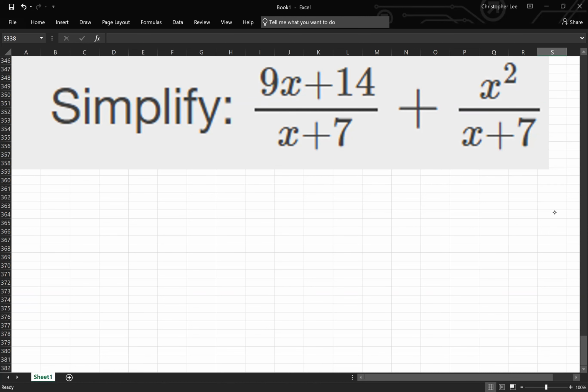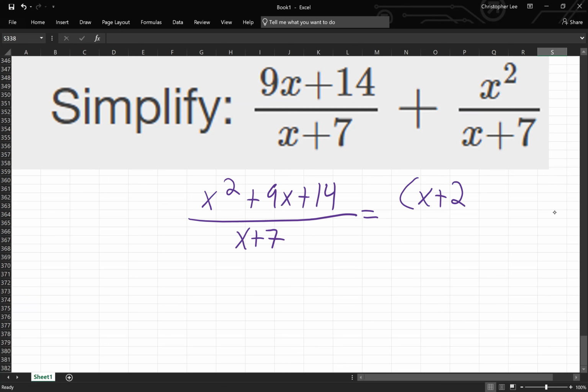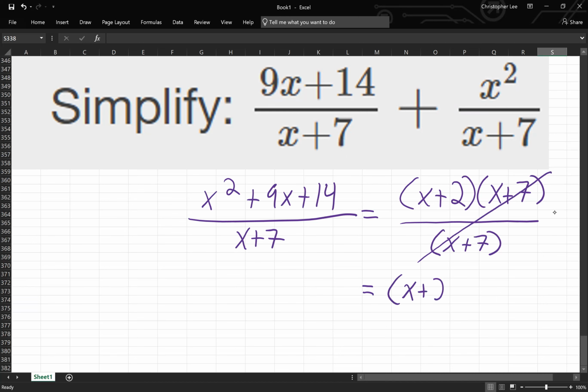Okay, let's take a look at that. First, I'm going to add them together. X squared plus 9x plus 14, all divided by x plus 7. Then we're going to factor this, and you said you had x plus 2 and x plus 7. Okay, I like that. 2 times 7 is 14, 2 plus 7 is 9. That's excellent. And all of that is over x plus 7. I'm going to cross out the like terms. So what am I left with? X plus 2. That's my answer.